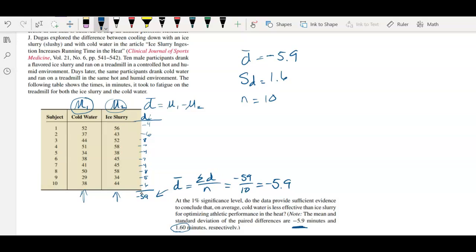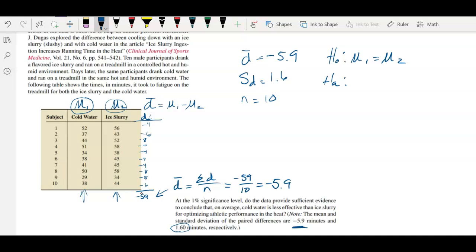Now, let's set up our hypotheses. As I had stated, the null is simply that they're equal to each other. In other words, it's the same amount of time, whether you drink the cold drink or the ice slushy, you're going to fatigue in the same amount of time. It doesn't matter.